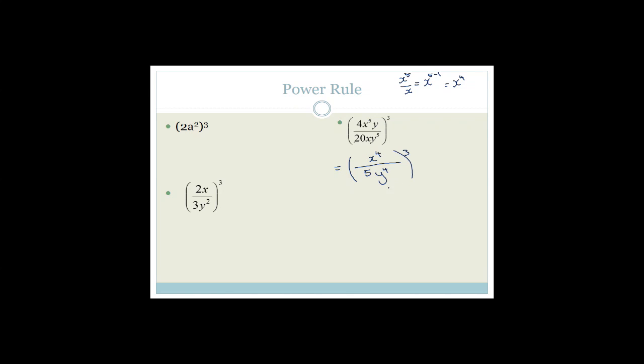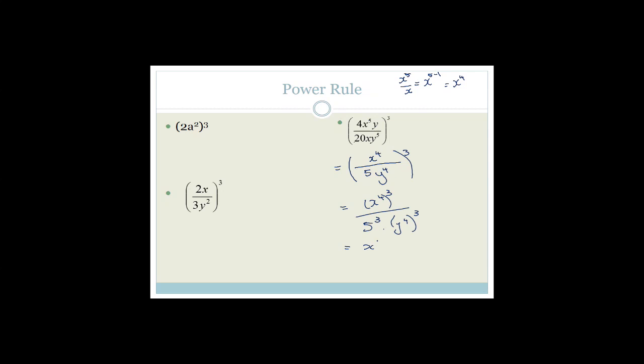And doesn't that look much prettier and much more doable than that horrible 20 to the power of 3? So now we can do this nice and slowly again. We've got x to the 4 to the power of 3, all over 5 to the power of 3, times y to the 4, all to the power of 3. Okay, and remember what we do? We multiply across the brackets.